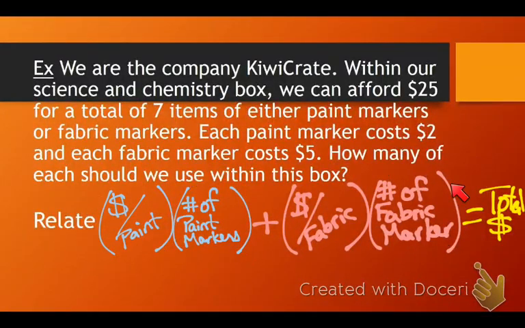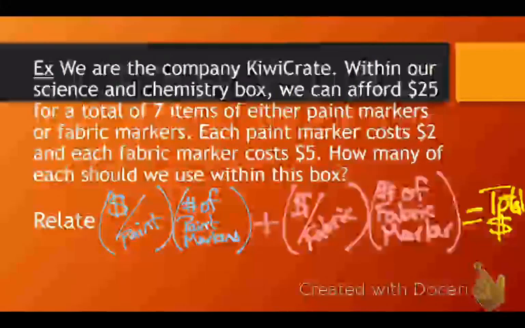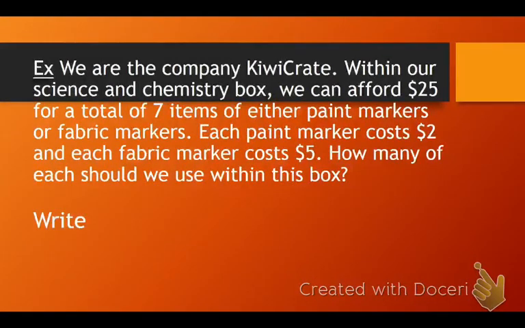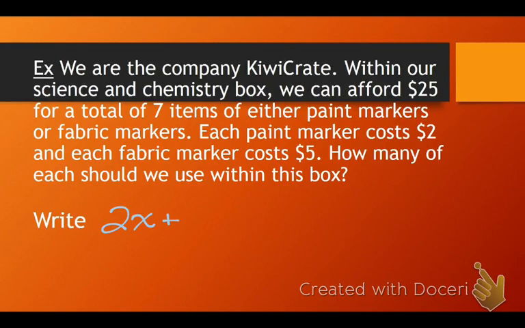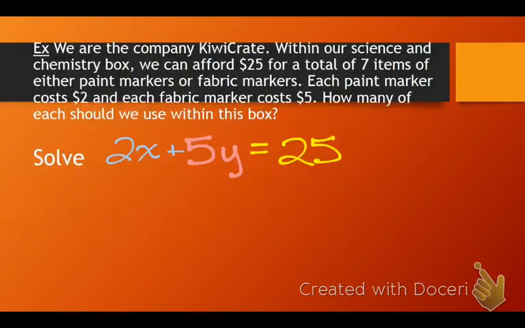So Mr. Opal, please press pause so we can get this all down. Again, you don't have to color code. I'm just trying to keep it consistent with what we did yesterday. So each paint marker, $2 times the number of paint markers plus the rate of a fabric marker times Y, the number of fabric markers, equals the total cost that I'm willing to spend, which is $25.